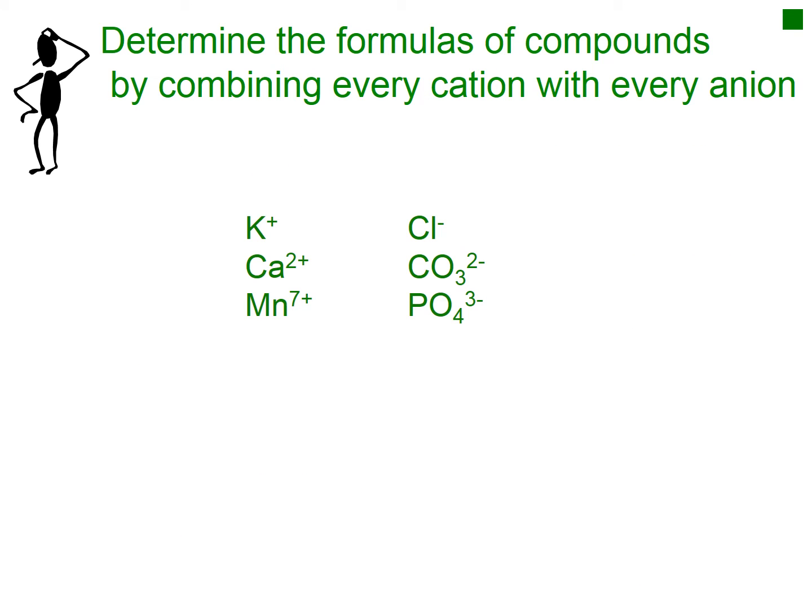Alright, so we're going to do some examples of looking at formulas of compounds, and what we want you to do is take a minute and combine every cation with every anion. What you'll find is you'll have 3 cations, 3 anions, so a total of 9 examples that you can come up with. So take a minute and pause the video, and then we'll go through a few examples on the next slides before we show the final answer.